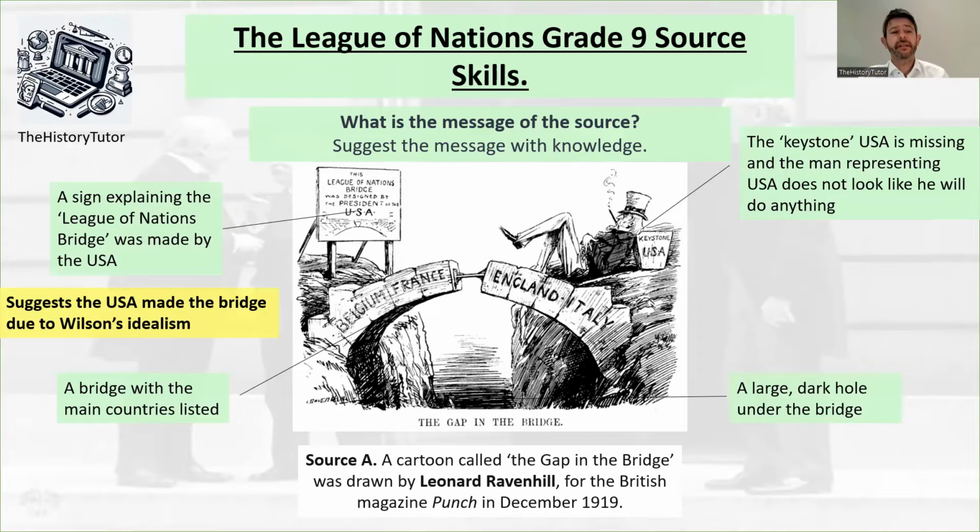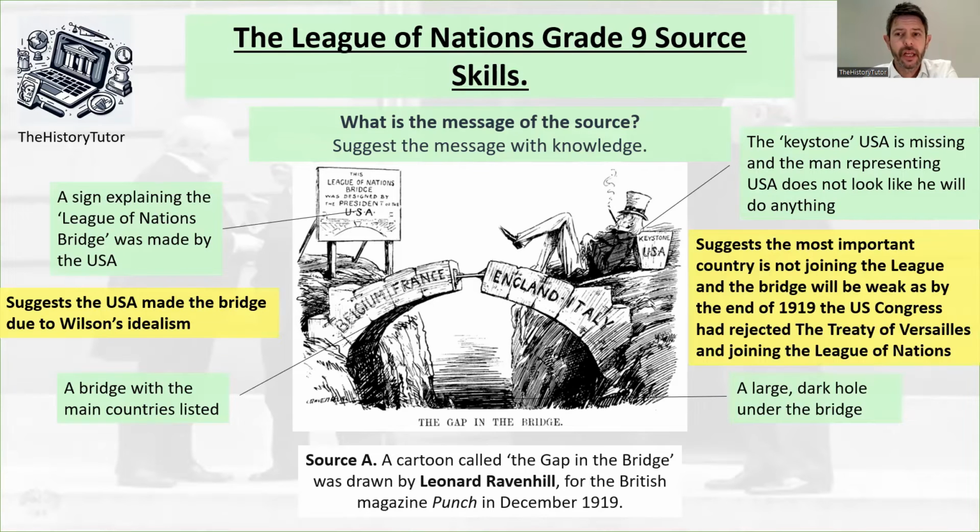So obviously the USA made the bridge due to Wilson's 14 points and his idealism. So America is a key part of the League of Nations. Obviously, it's important they are missing. The keystone obviously suggests the most important country is not joining the League. America left World War I as the most powerful nation in the world.